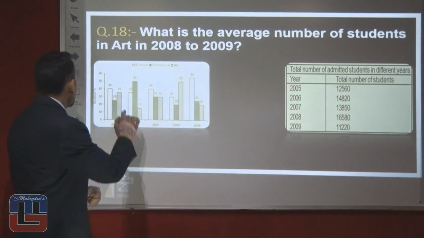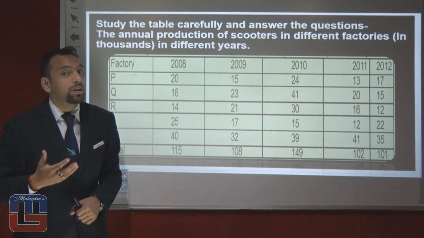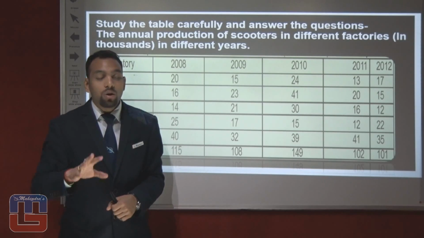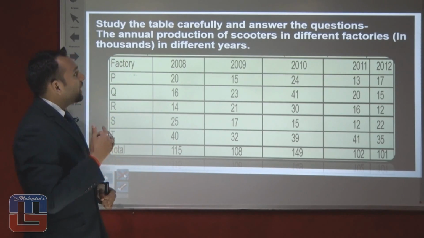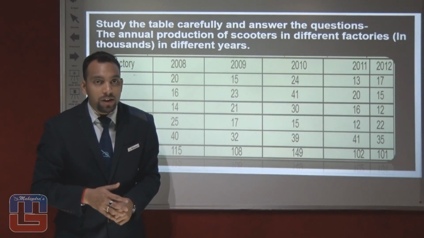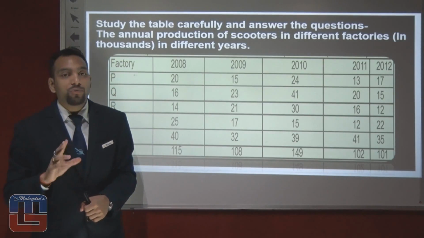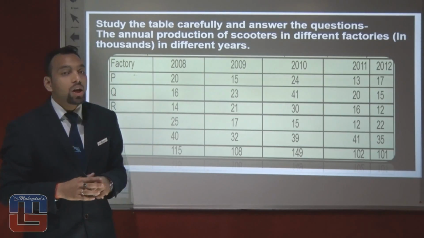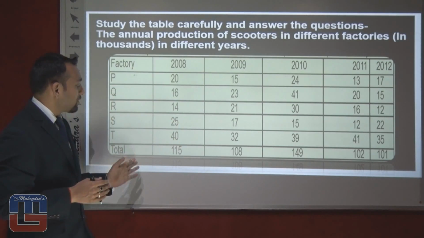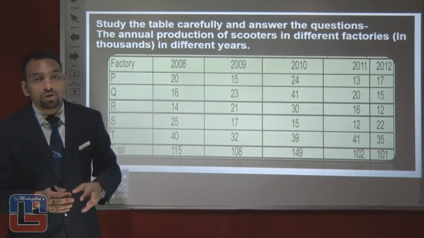Now move to our next question. The next question on the screen is again from DI, which means DI can be seen in your examination as well. Now how you will calculate? Now see, study the table carefully and answer the question. What the question is saying? The question is about the annual production of scooters in different factories in different years. We have given different years, we have given different factories, and that is P, Q, R, S, T. This is the number of years, and this is the annual production of a scooter.